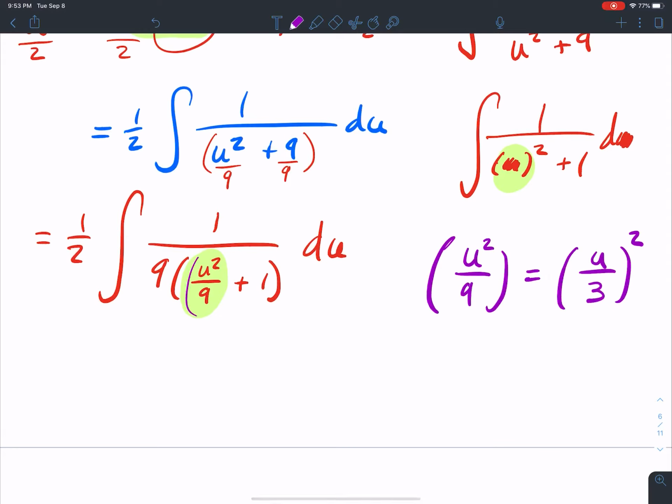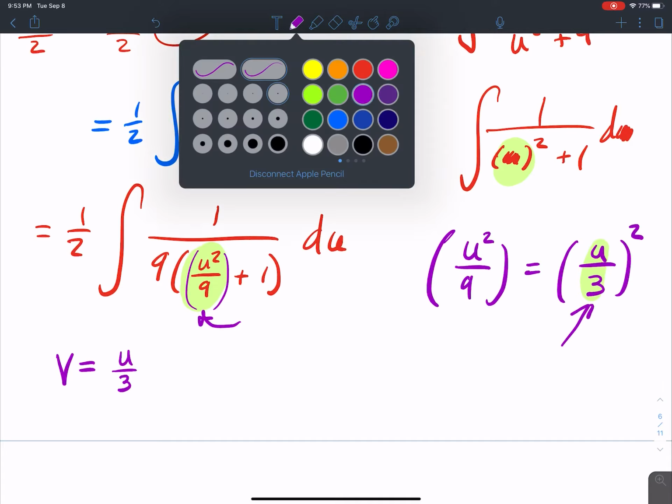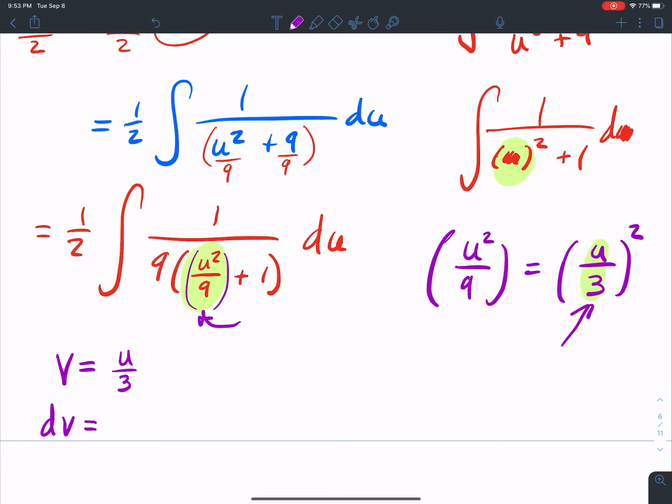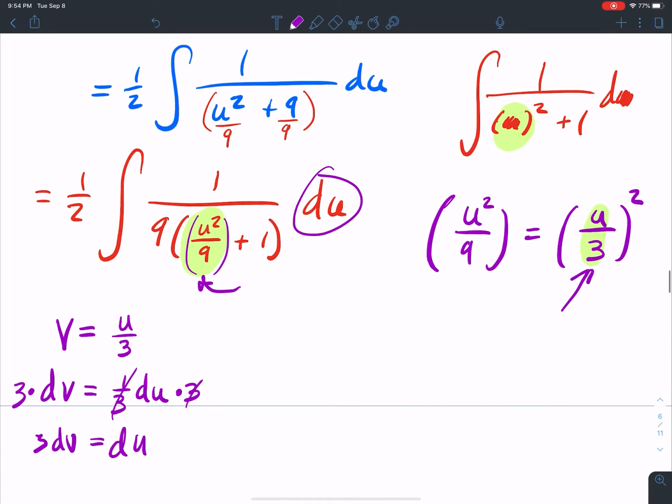Holy smokes, what's about to happen? I have to make another substitution in here because it's not just u by itself. So what substitution could I make now? Well, the next letter I think of after u is v. So now I'm going to make a v substitution. I'm going to say v equals u over 3, right here. That's what's inside here. And then what does that mean? dv equals 1/3 du, okay? So I want to replace du. I'm going to multiply both sides by 3. And so those cancel. So du equals 3 dv.